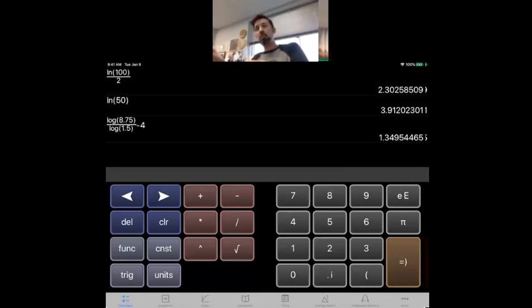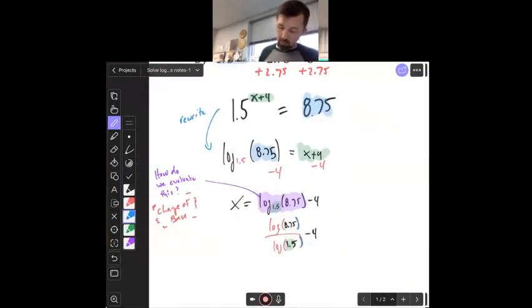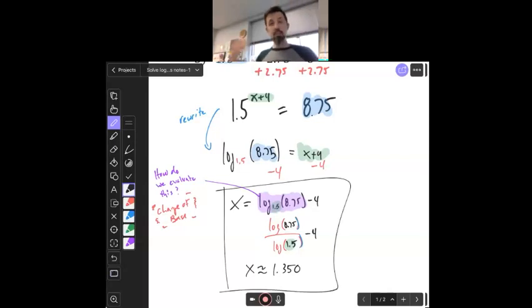So 1.3495, well, that 5 is going to round the 9 up, which would then subsequently round the 4 up. So 1.350. And you would need the 0 since we did round it. So there's our exact answer versus our approximate answer, right? I guess really this part.